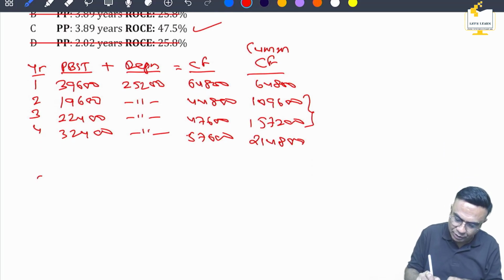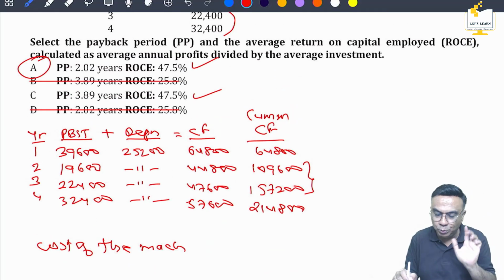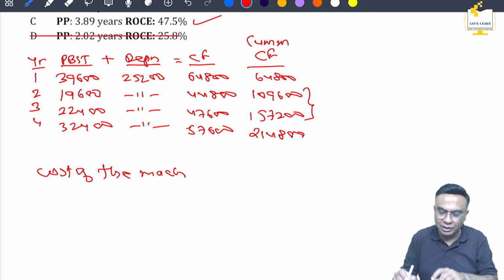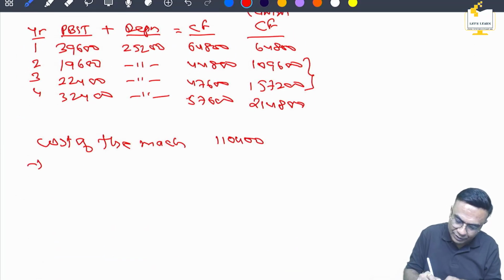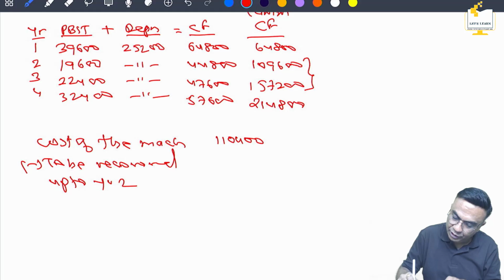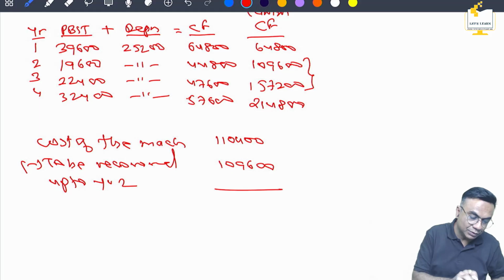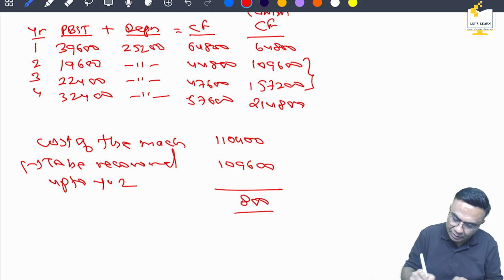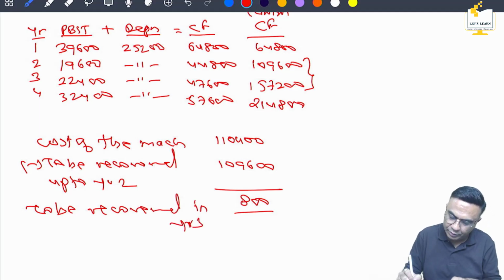So what is the cost of the project? Cost of the machine. We know the answer is A, because your answer is between 2 and 3. So 2.02 must be the answer. That's obvious. But still, let us complete the solution. So 1,10,400 cost of the machine to be recovered. Up to year 2, you are recovering 1,09,600. So 1,10,400 minus 1,09,600, so that is only 800. This is to be recovered in year 3.